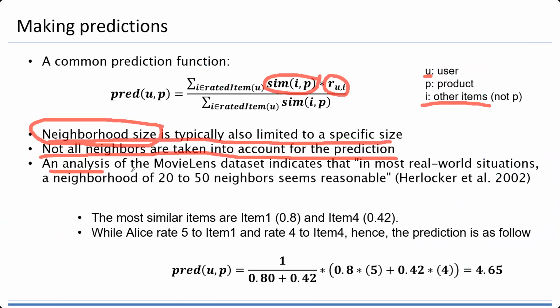An analysis of the MovieLens data set. Maybe next week we will learn about the MovieLens data set. In the MovieLens data set, it indicates that in most real world situations, a neighborhood of 20 to 50 neighbors seems reasonable. So if it is about the users, then 20 to 50 users. It can also be the same with items. If it is about items, maybe about 20 to 50 items is still reasonable.